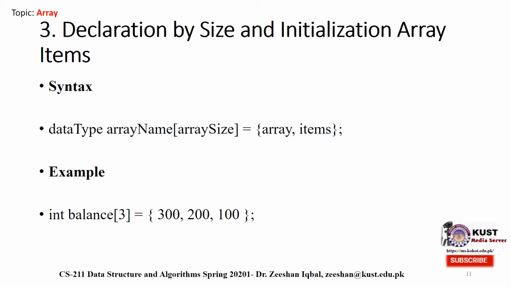The third type of array creation is referred to as declaration by size and initializing array items. As we can see, the syntax is the data type, then we supply the array name, the array size, and afterwards the array items as well. Let's see an example. We have written int balance[3]. This will create an array balance of size 3 of integers, and in the next phase we have also provided the array values as 300, 200 and 100.